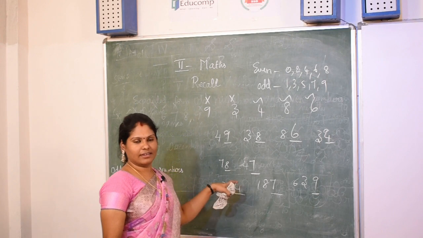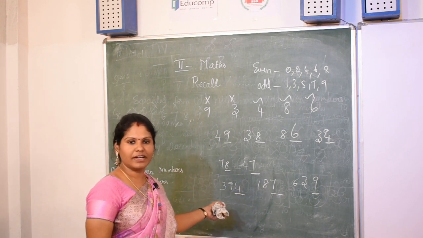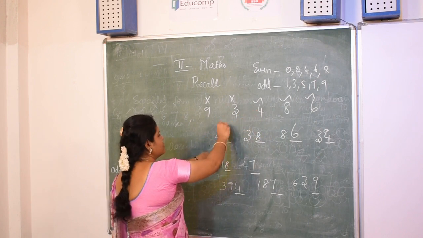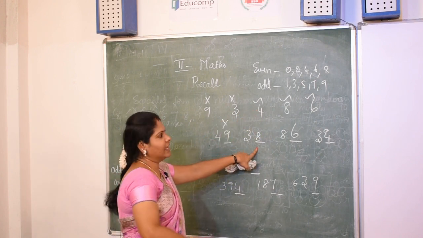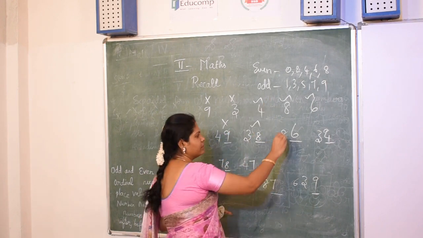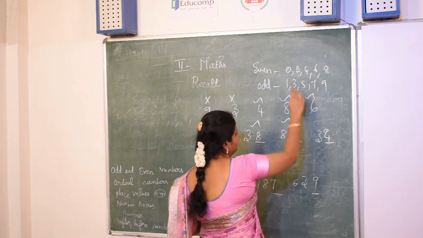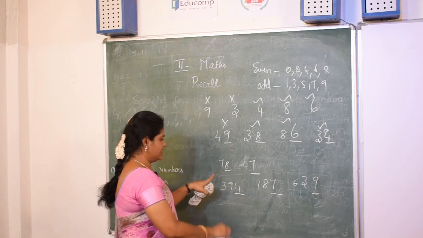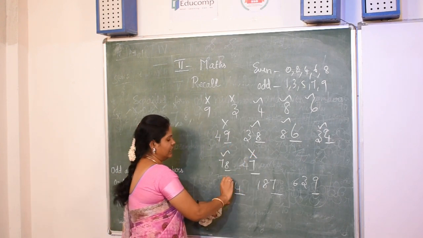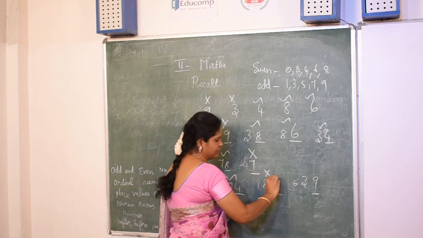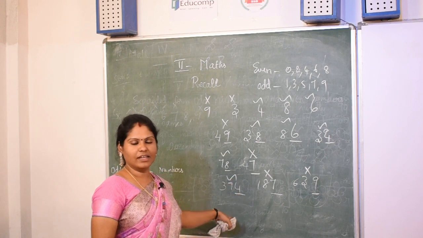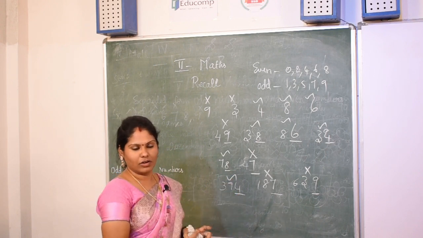So from this we can easily find out which is an even number and which is an odd number. Does 9 come under even or odd? It is odd, so it is wrong. 8 is an even number, so it is tick. 6 comes under even numbers, so put a tick. 4 is an even number, tick. 8 is an even number. 7 is an odd number. 4 is an even number. 7 is an odd number. 9 is an odd number. So this is the easy method for finding whether it is an even number or an odd number.